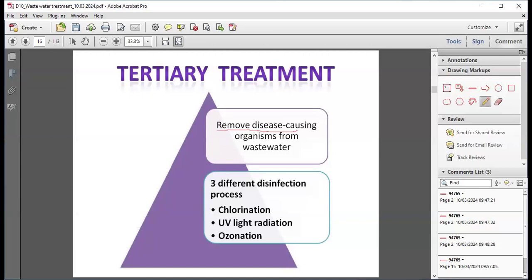Likewise, in wastewater treatment or a major water treatment plant, chlorine should be added. Why? For the disinfection process, to remove or kill the microorganisms. Normally, there are three different disinfection processes: chlorination, UV light radiation, and ozonation.